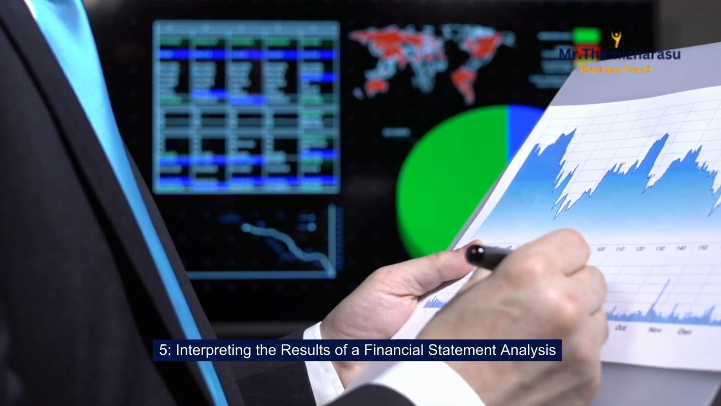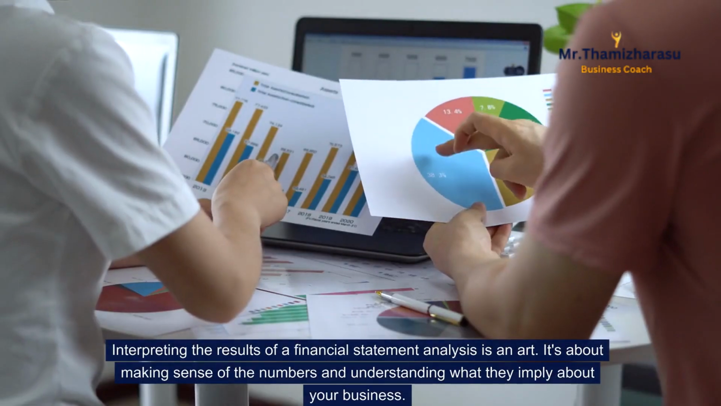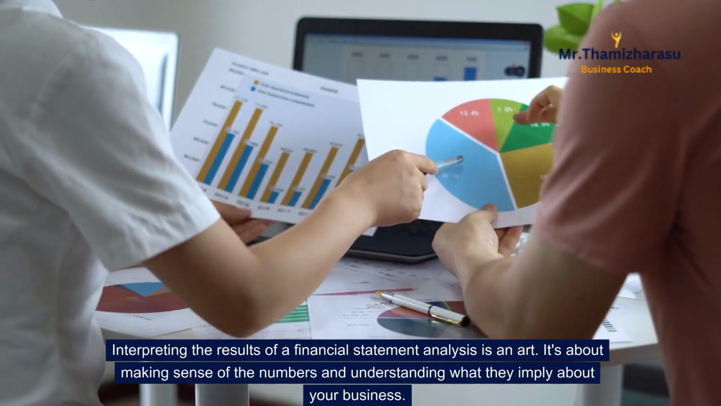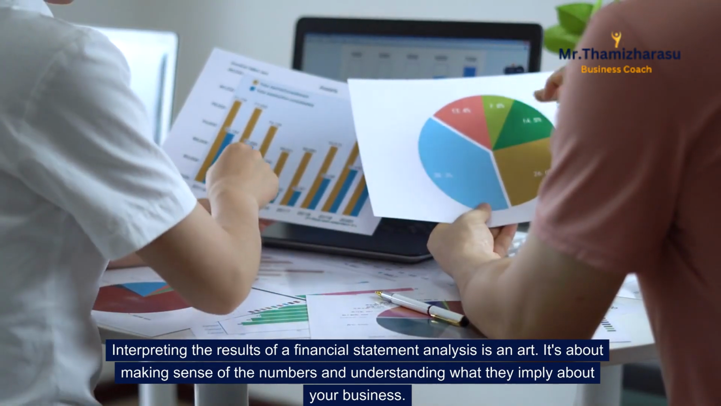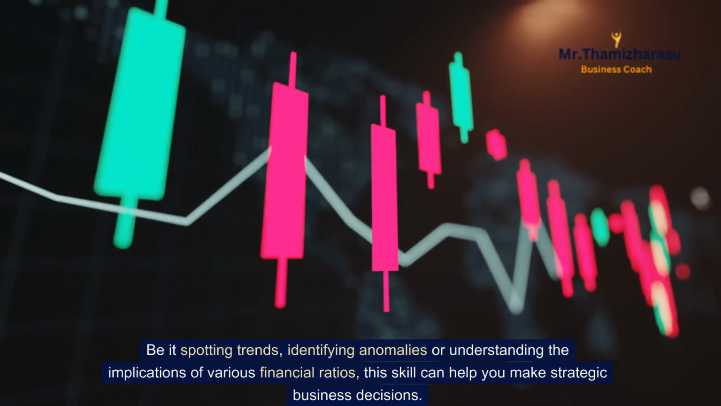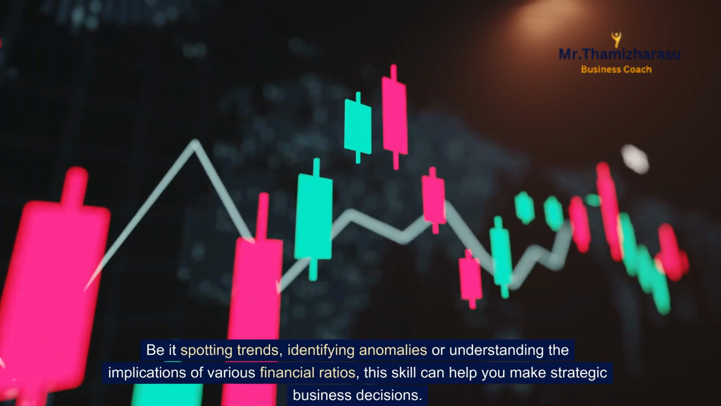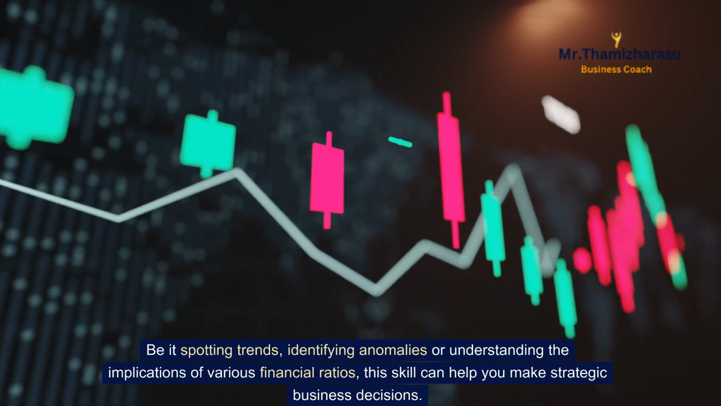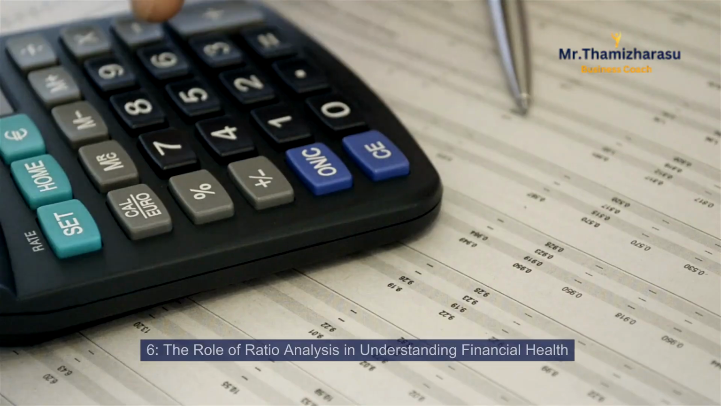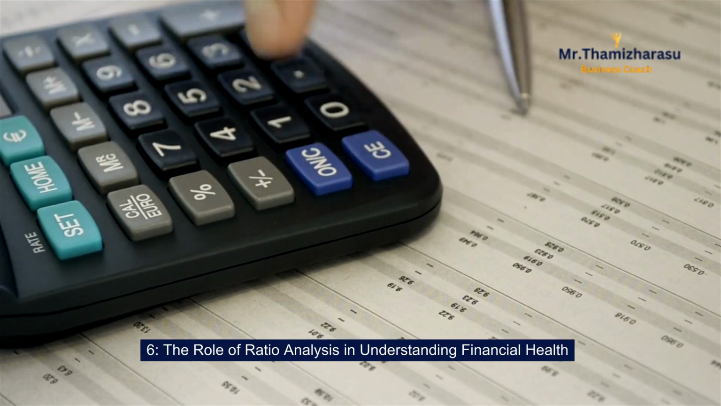5. Interpreting the results of a financial statement analysis. Interpreting the results of a financial statement analysis is an art. It's about making sense of the numbers and understanding what they imply about your business. Be it spotting trends, identifying anomalies, or understanding the implications of various financial ratios, the skill can help you make strategic business decisions.